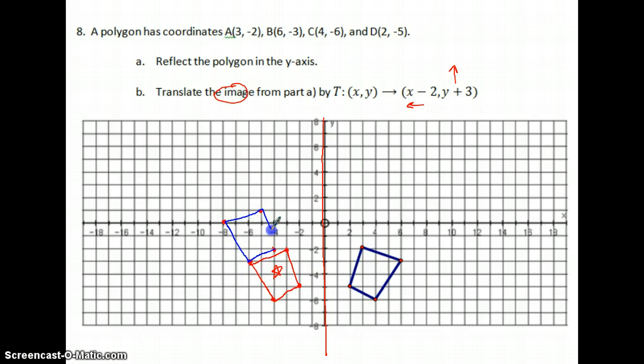It looks like this. All these figures should look congruent. And they do. They're just, that might be flipped green.